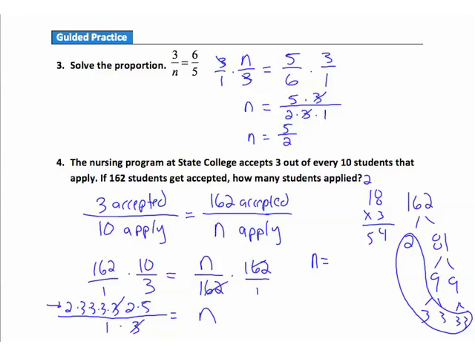And then it looks like here, I'm right at this point, I'm at 54. Now I have a 2 and a 5 here. That's 10. If I take 54 times 10, that's going to give me 540. So it looks like here, if 162 students got accepted, then we would say that 540 students applied.